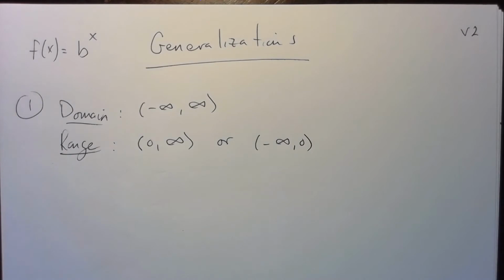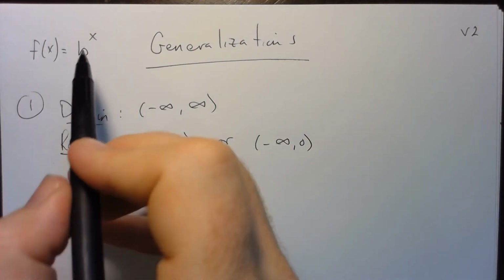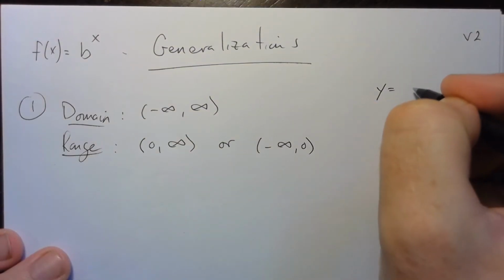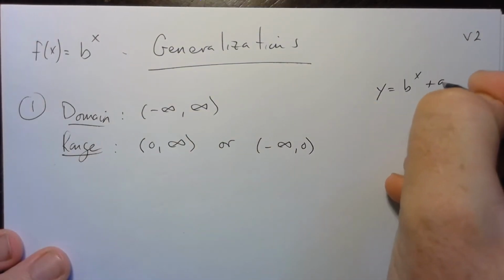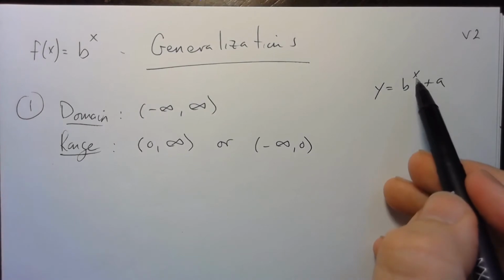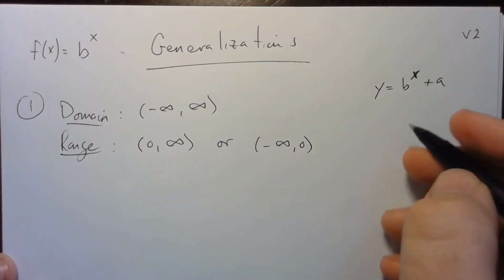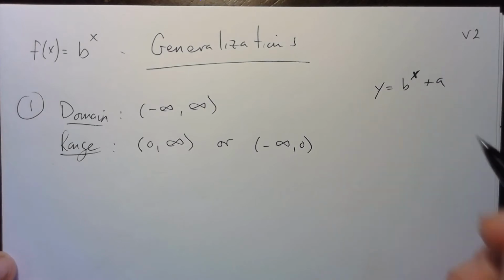Again, these are the generalizations assuming that there's nothing added on extra. If I put a plus a here, for instance, if I had y equals b to the x plus a, again, assuming that this x is positive or there's something else in here that could be negative, then the range is going to change so that it correlates to that value of a and not 0 for those two values.